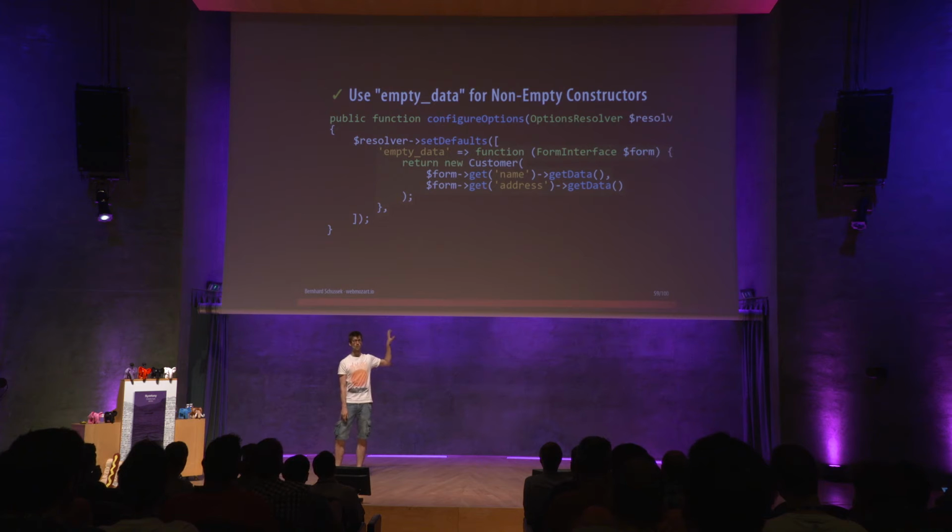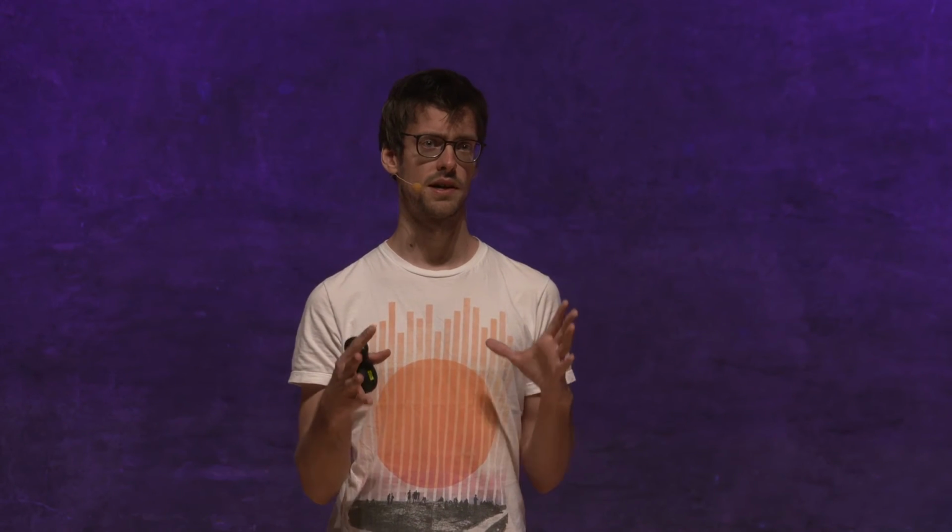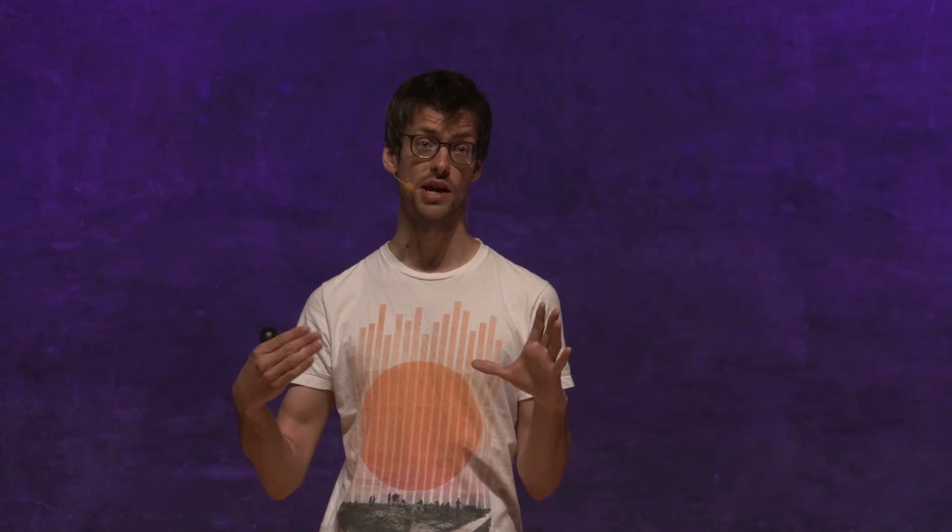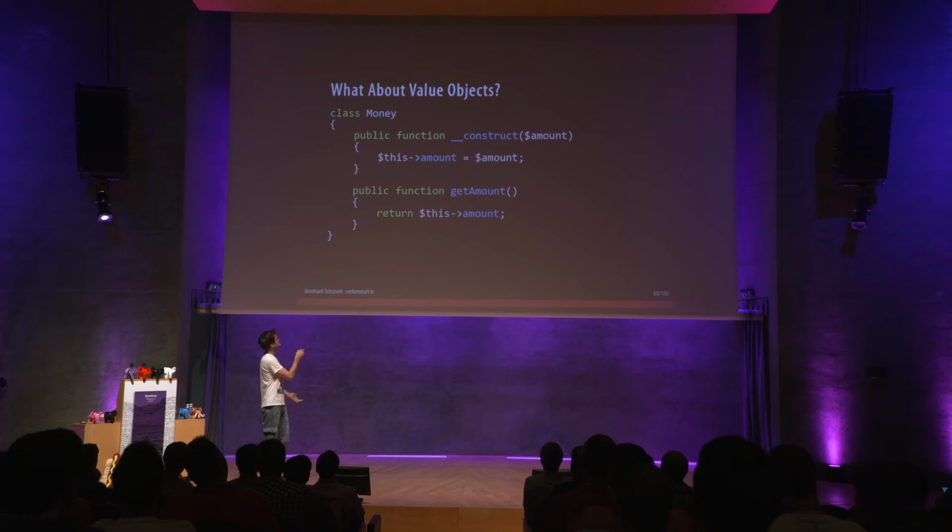This technique only works in cases where you create new objects, but not where you change existing objects. So this is a very common case if you have value objects, an object that is immutable, and anytime that you change the object, you actually want to create a new instance of that object. Such value objects usually look similar to this. Here is an example for money, where I pass an amount, and I can get the amount.